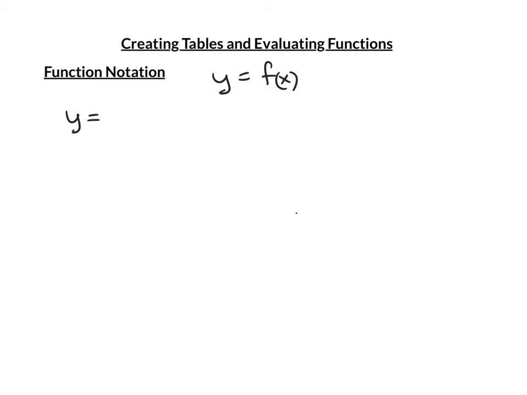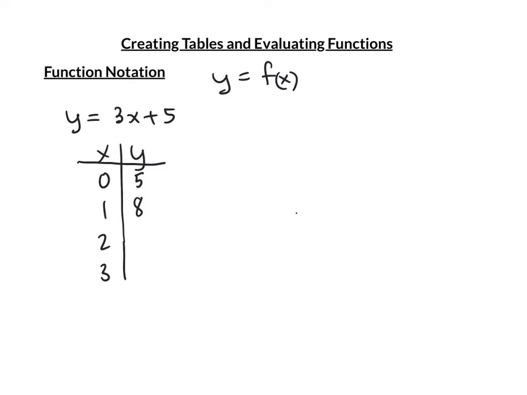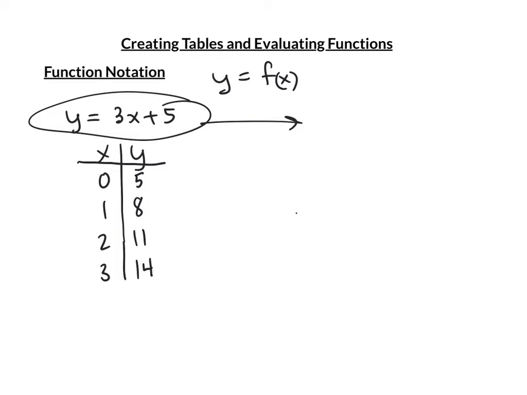If I give you an equation, y equals 3x plus 5, and I make a table for that equation, x and y, and I put in some values, 3 times 0, plugging in 0 for x, plus 5 is 5, 3 times 1 plus 5 is 8, 3 times 2 is 6 plus 5 is 11, 3 times 3 is 9 plus 5 is 14. So what we do is we take this equation and we change it to f of x equals 3x plus 5. And what this gives us the ability to do is show the x we plug in as well as the y that we get out.